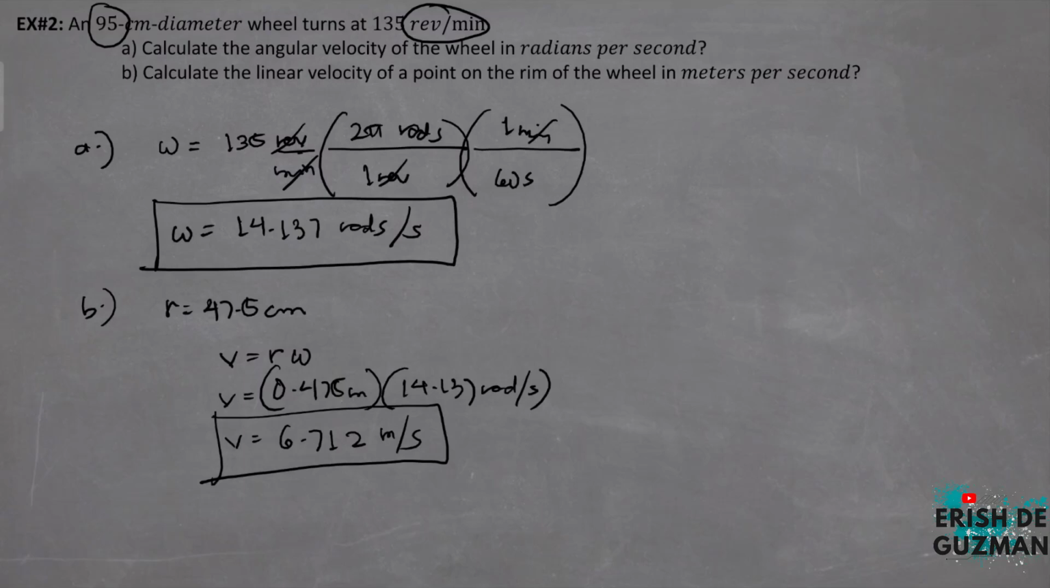So, for letter A, kinonvert lang natin yung given na angular velocity na 135 revolutions per minute into radians per second. In letter B naman, ginamit natin yung relationship ng translational and rotational motion. So, this is example number 2.